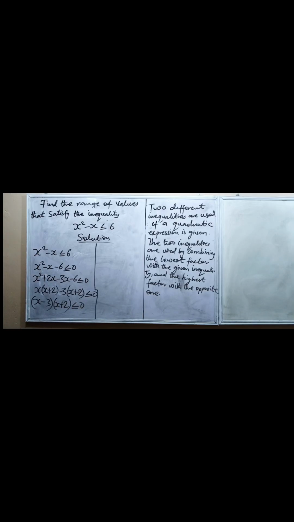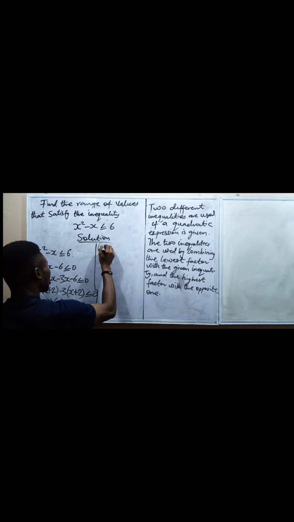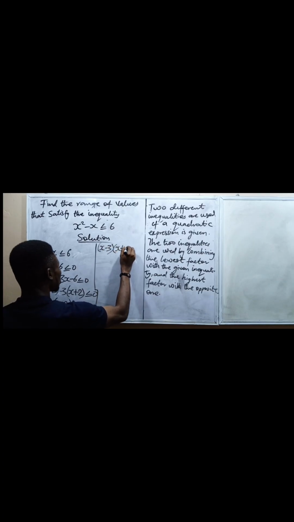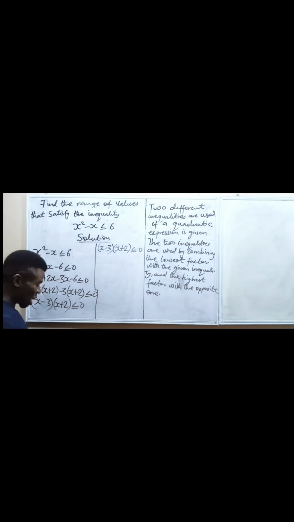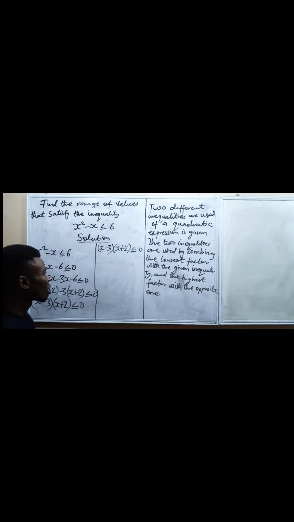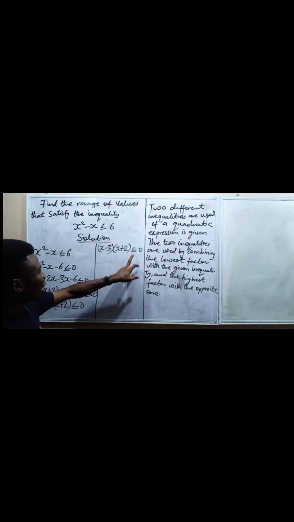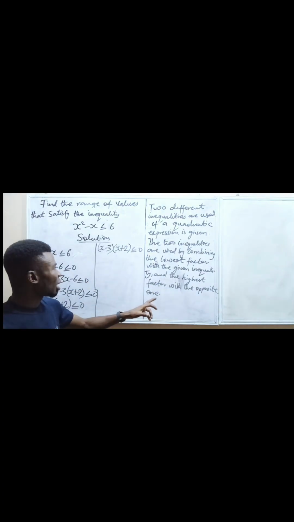Now we have two factors, and we are going to use two different inequalities for these factors. We have to determine which one is the lowest factor and which is the highest factor. The two factors we have are x minus 3 and x plus 2, and they are less than or equal to 0. How do we determine which one is the lowest factor? Because the lowest factor will be combined with the given inequality, while the highest factor will be combined with the opposite inequality.